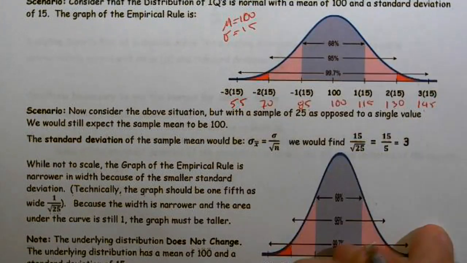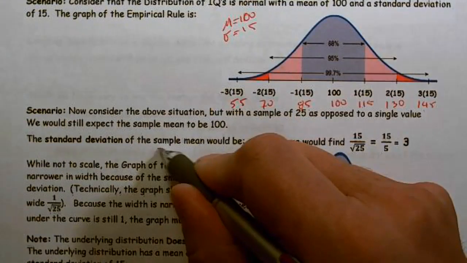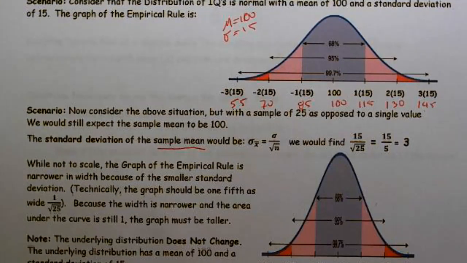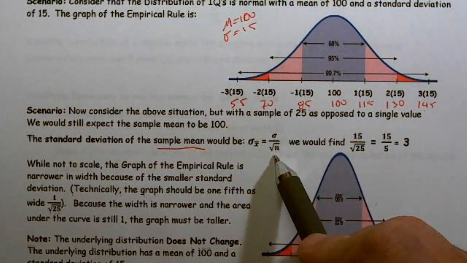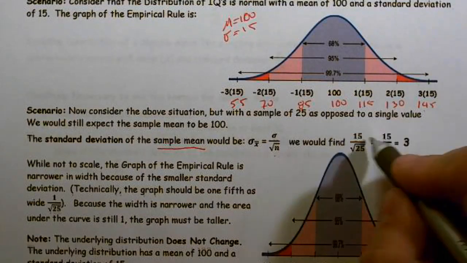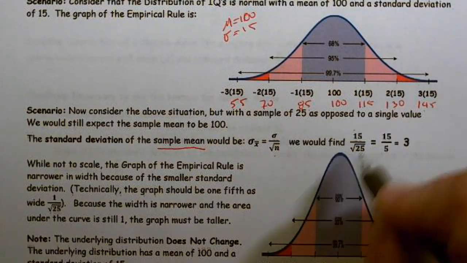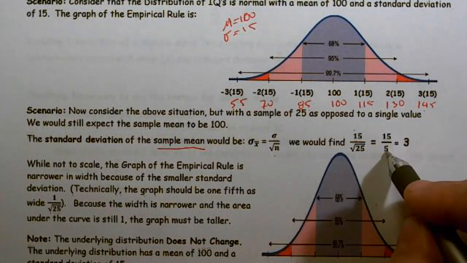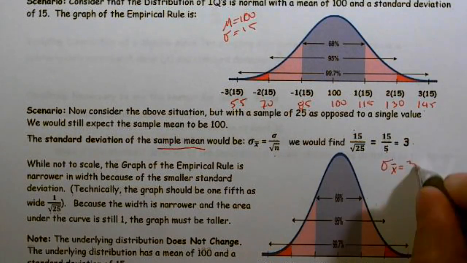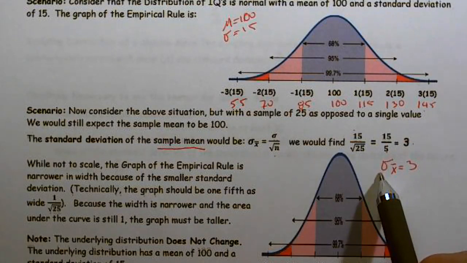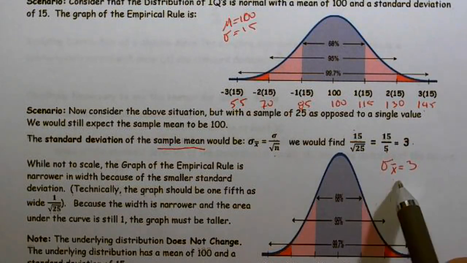Okay. So what happens though, instead of working for an individual value, we start working with means. Well, we call it the distribution of sample means, and our standard deviation is now no longer just the standard deviation, it's the standard deviation over the square root of n. So we're going to take a sample of size 25. Here was our original standard deviation of 15, and we're going to divide by the square root of 25. Well, 15 divided by 5 is 3. So the standard deviation of x bar, of the sample means, is 3.